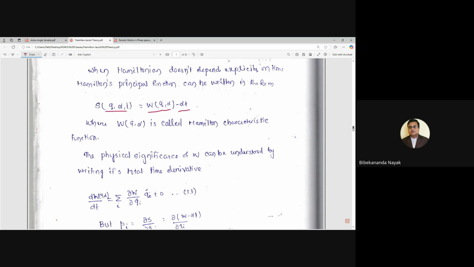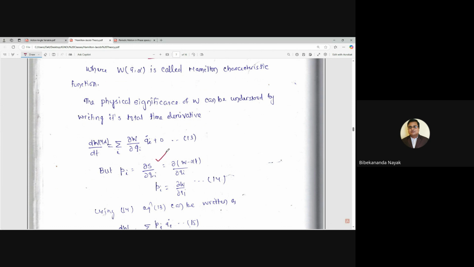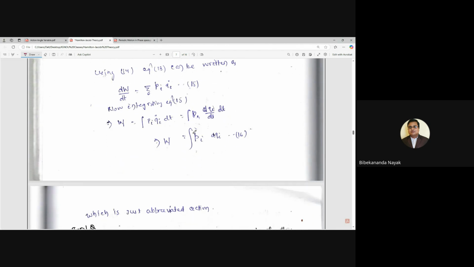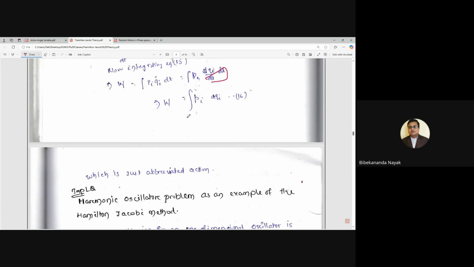What is the physical significance of W? Similarly, calculate dW/dt. W is a function of q and alpha. dW/dt is equal to ∂W/∂q_i into q_i dot, plus ∂W/∂alpha times ∂alpha/∂t, which is 0. But p_i is equal to ∂S/∂q_i, putting this, ∂W/∂q_i is nothing but p_i. So dW/dt is equal to p_i q_i dot. So W is the integration of p_i q_i dot dt, that is p_i dq_i/dt integration. So cancelling this, you can write the integration of p_i dq_i. W is called the abbreviated action, ∫p dq.